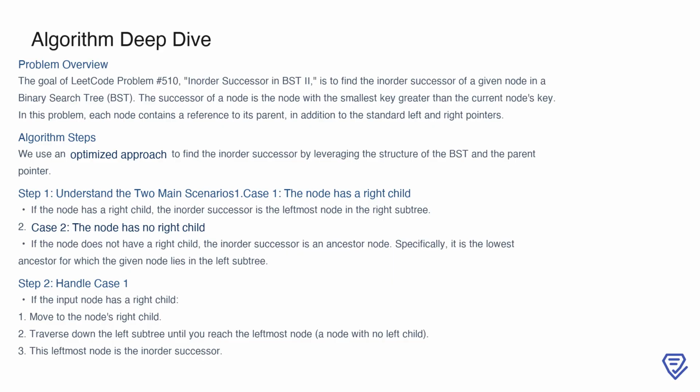Let's break this into steps. For the first case, when the node has a right child, we start by moving to the node's right child. From there, we traverse downward through the left subtree until we find the leftmost node. This leftmost node will be the inorder successor. This approach ensures that we identify the smallest node in the right subtree efficiently.